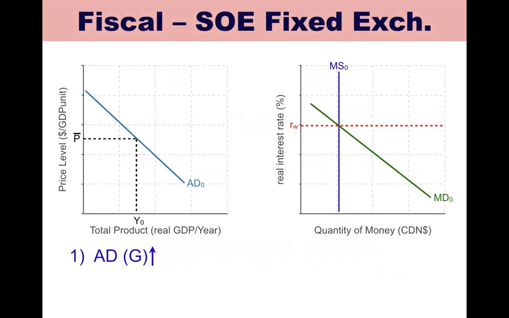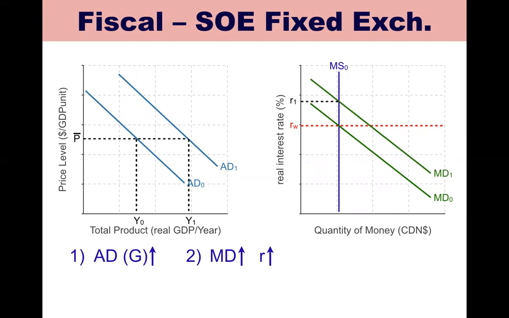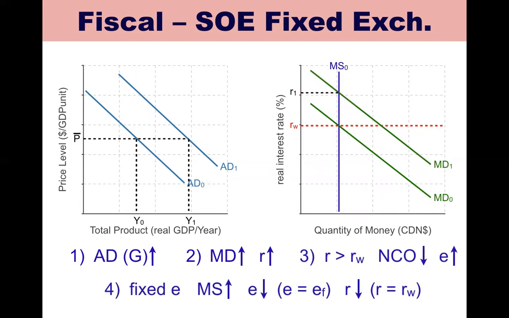Next up is going to be our small open economy with a fixed exchange rate. Fiscal policy, I'm going to look at the aggregate demand curve first. We're going to increase that government expenditure, and with that, we're going to shift our AD. We're going to increase our aggregate demand, and of course, that's going to cause an increase in the money demand, which is going to drive up our interest rate. Now, because our interest rate has gone up, the first thing we want to look at is R being higher than RW.